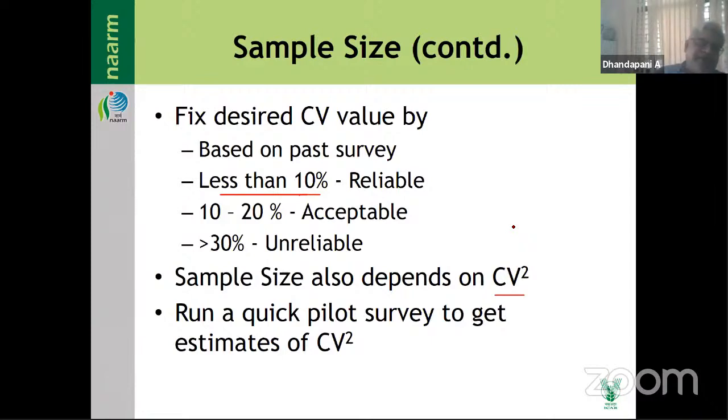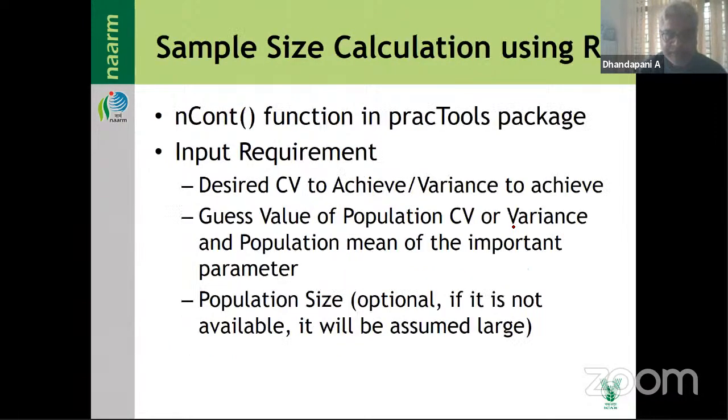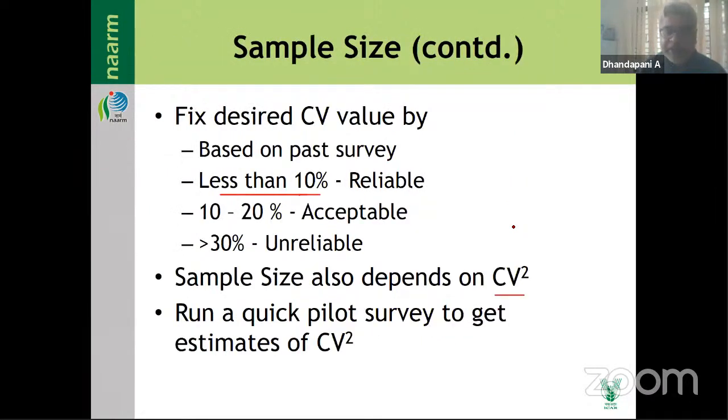The other way is that you can quickly run a pilot survey, because anyhow you want to test your questionnaires. So go for maybe 10, 15 people, and for those pilot survey responses, you can quickly find out the sample mean and the variance. From that, you can find out the CV, and then plug that into this formula and get the sample size.